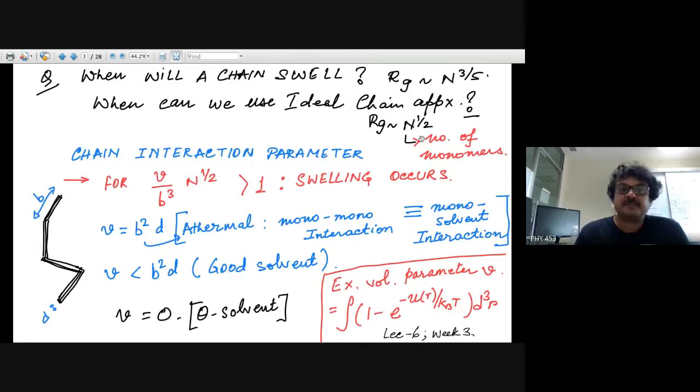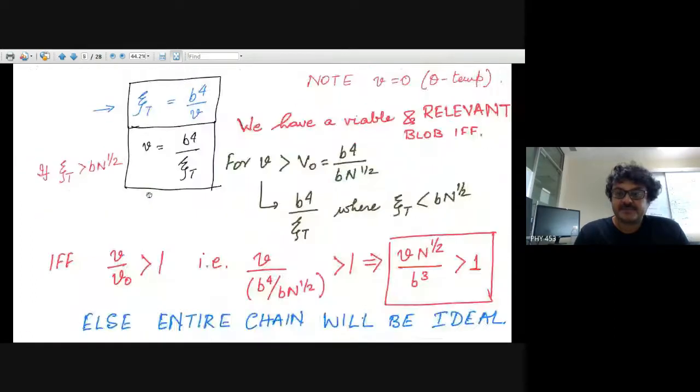chain interaction parameter. You remember this quantity? So you essentially get the chain interaction parameter, n to the power half times v over b cubed, must be greater than 1. And if this holds, then you have a valid blob length, or else the entire chain will behave like an ideal chain, right?